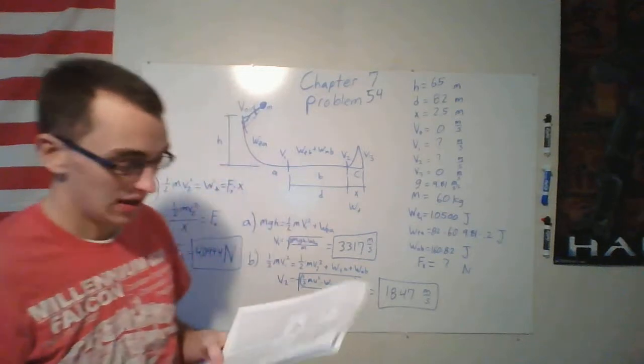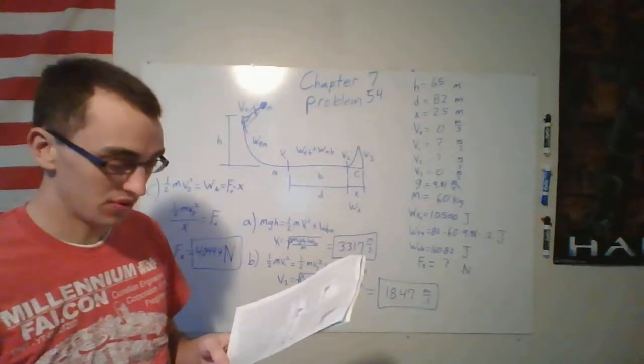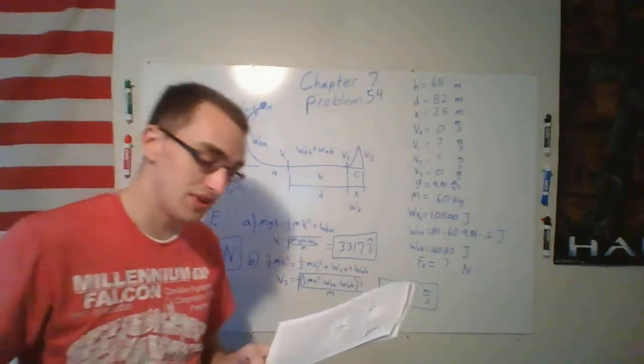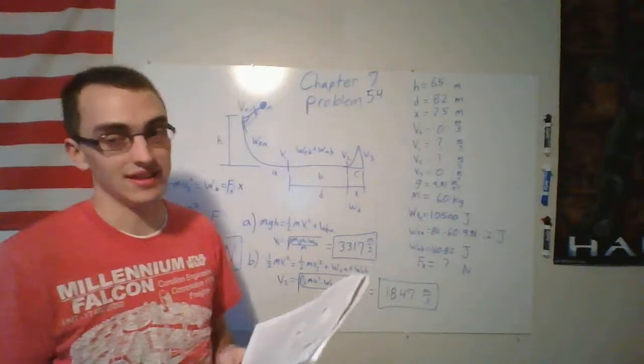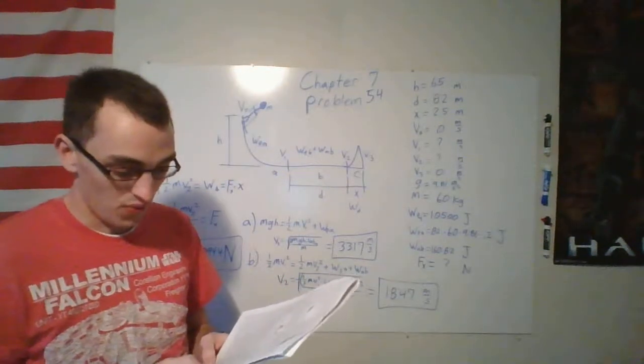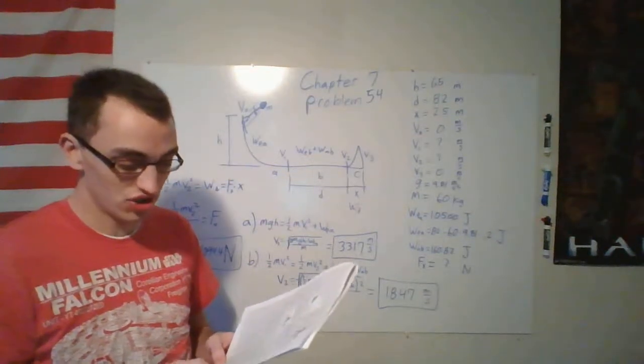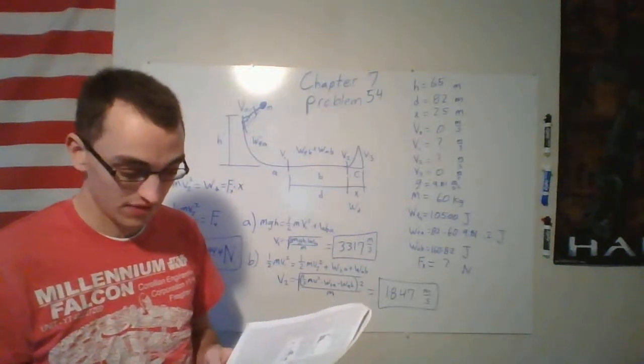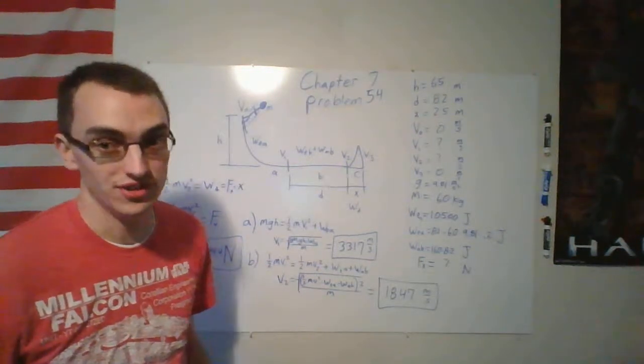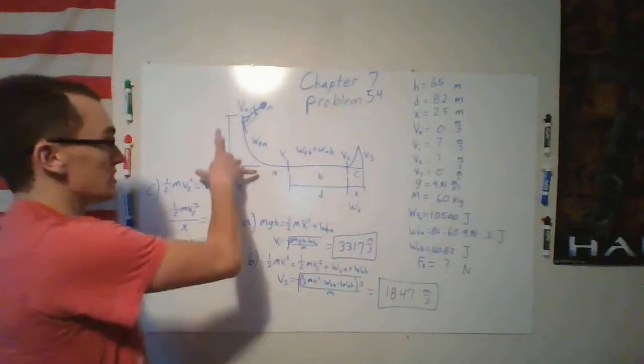She starts at rest from the top of a ski slope 65 meters high. If friction forces do negative 10.5 kilojoules, that's 10,500 joules, of work as she descends, how fast is she going at the bottom of the slope? So that's part A. We'll do that first.